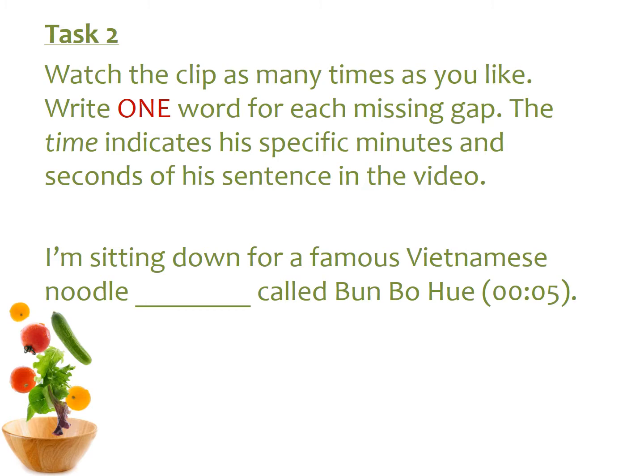In task 2, you are going to watch the clip as many times as you like, and you write 1 word for each missing gap. The time indicates specific minutes and seconds of the sentence in the video.